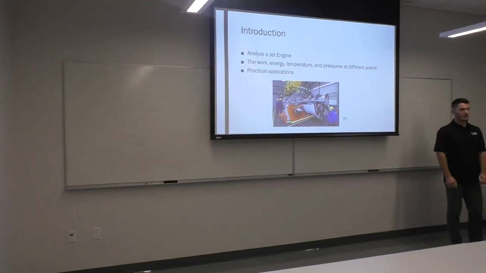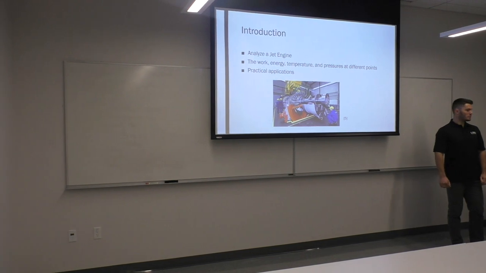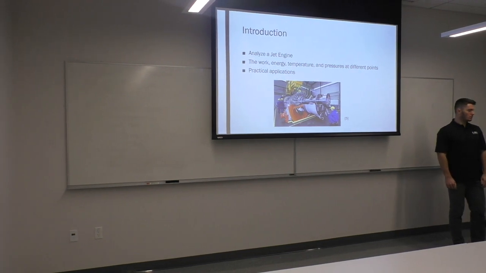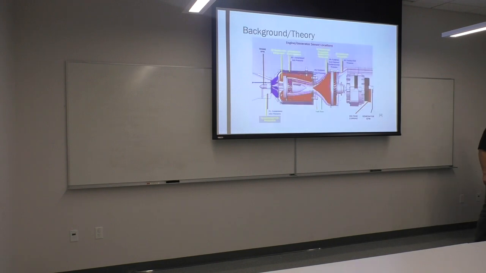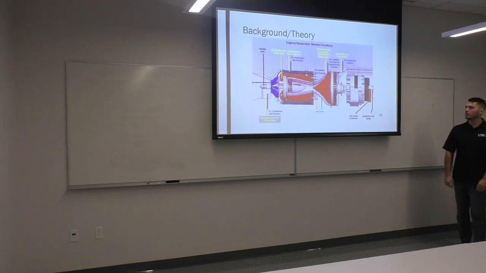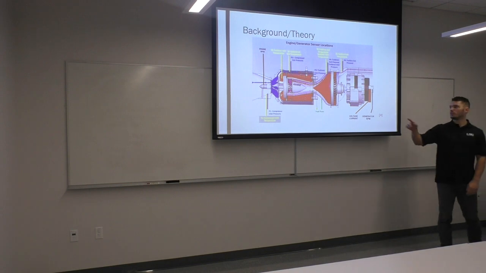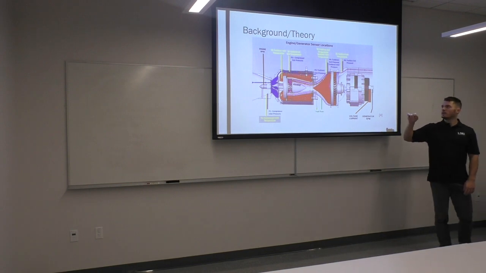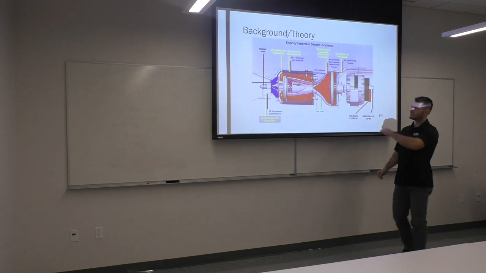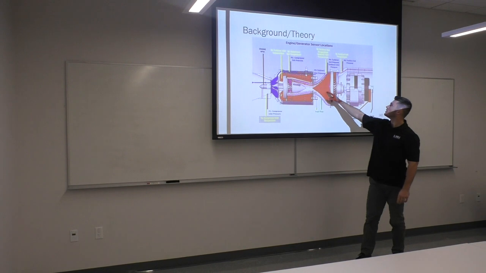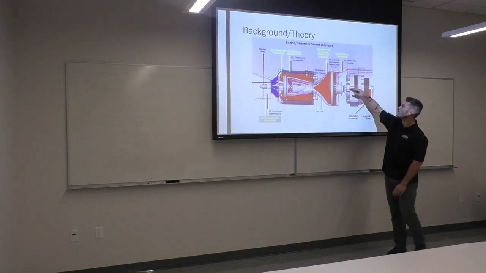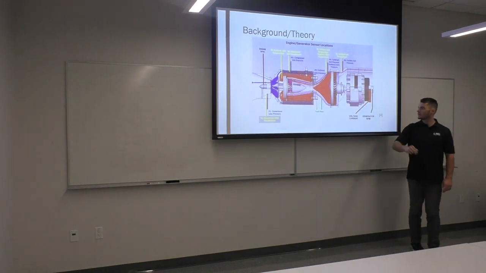Introduction, basically just analyzing the jet engine, the pressure, temperature, and energy work at different points in the system, and the practical applications are a jet engine like a gas turbine as being produced here. A little bit of background, I'm going to find the pressure, work, energy at different points. Without getting too detailed, you've got the inlet, the compressor, turbine 1, turbine 2, and your generator, and it goes out through the back.